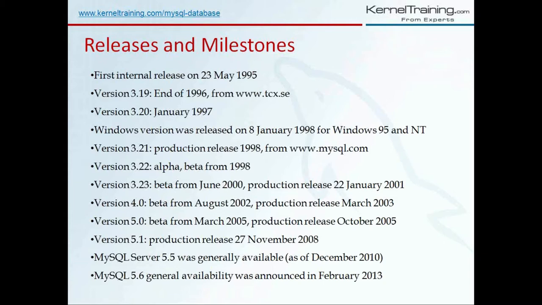Since version 5.5, it has become very stable. It was released in December 2010, and in February 2013, the latest version, 5.6, was released. 5.7 is still in the beta phase. It has not become generally available. Oracle is planning to make it generally available during this year, 2015, only.